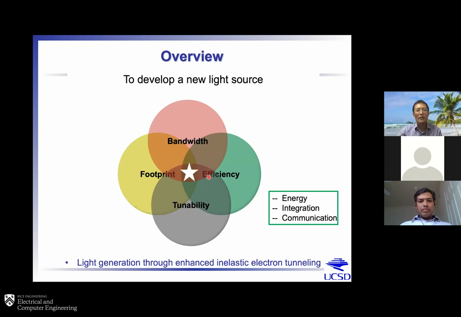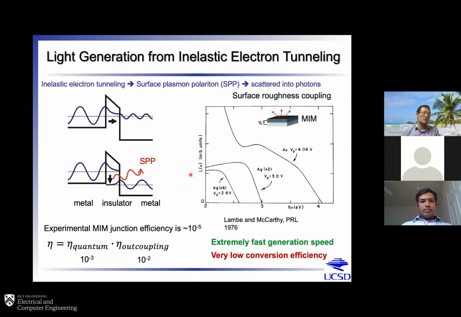We'll see if there's any possibility that we can combine all of these nice properties into one material system and put it in the middle. And it turns out it's very, very difficult. Our approach is using electron tunneling to generate light. And this is a very old topic. You can see here, Lambe and McCarthy published a paper in 1976. It's a long time ago.